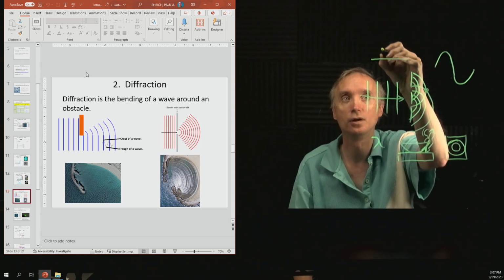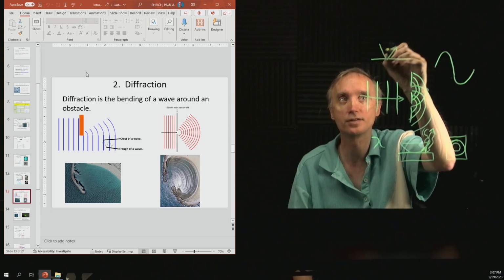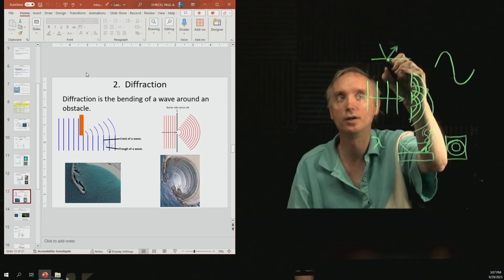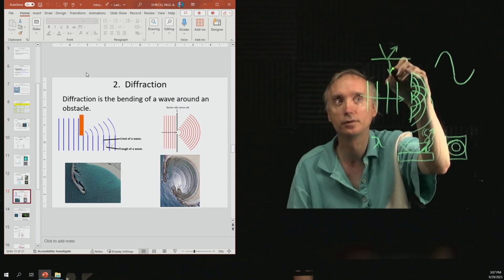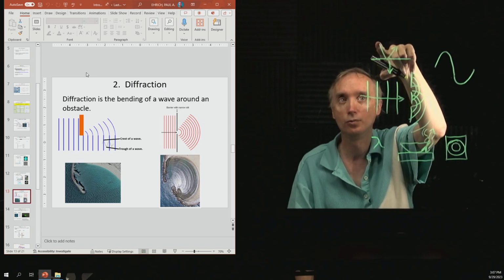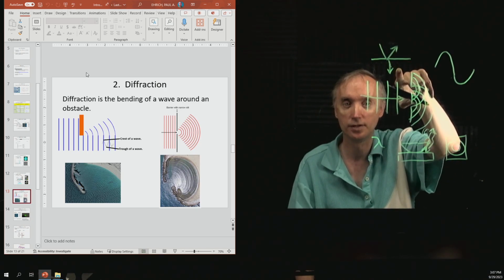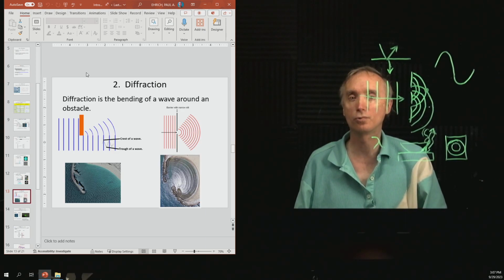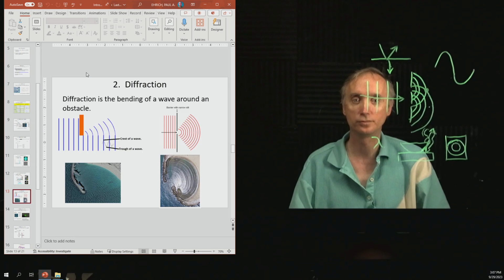So when a wave bounces off of it, that's reflection. We've also talked about when a wave goes through a material. So let's have it go this way. That's going to be called refraction, the bending of a wave when it goes through a material. This time it's going to be the bending of a wave when it goes around an obstacle. And so this is going to be called diffraction when this occurs.